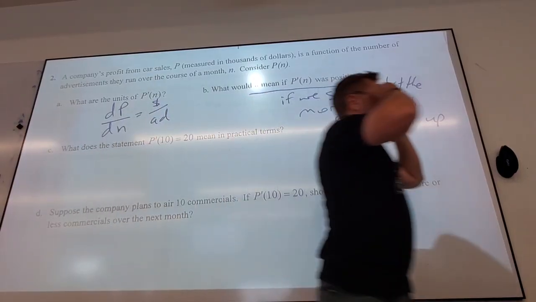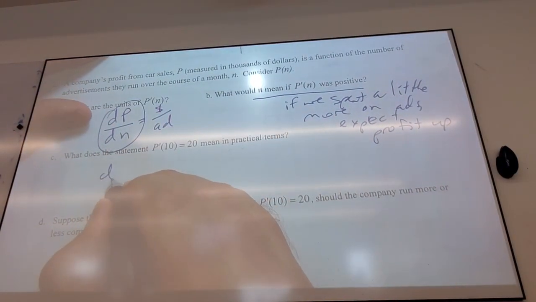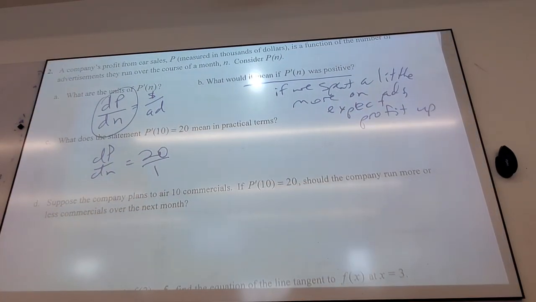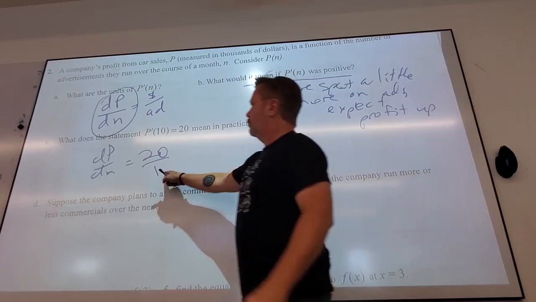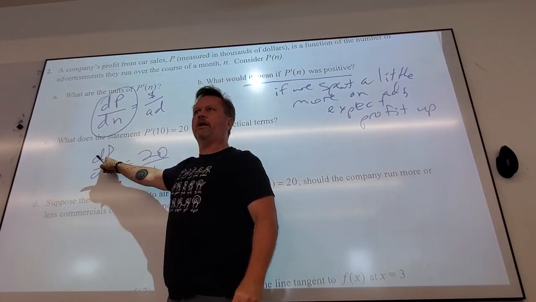Because again, remember, this is P prime. So this is dP/dn is 20 over 1. So what does that really mean? One more ad is 20,000. Yes, it's in thousands more profit.